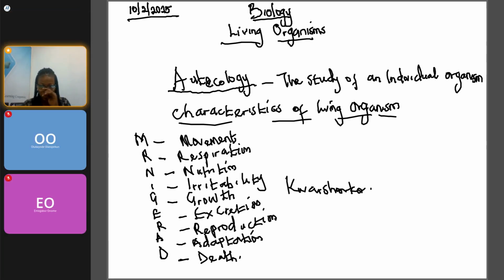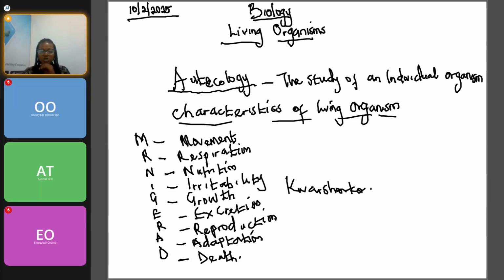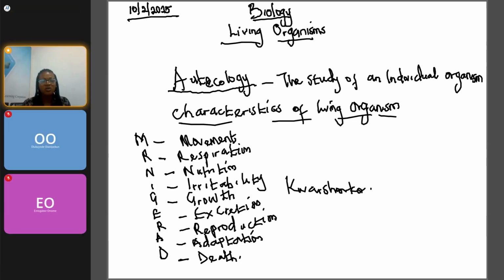And then we move to excretion. What is excretion? Excretion is the process whereby you pass out the waste products, the things that are not useful to your body organs, the things that are not useful to your system. You release them out because they are not needed in your body. That is what we call excretion, the process whereby you pass out waste products.